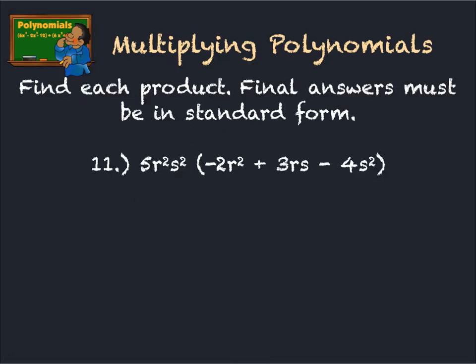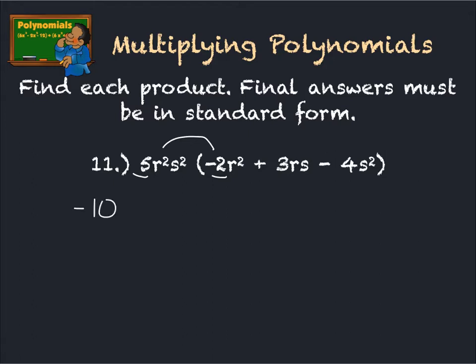Here's one that's a bit more difficult. Here we have 5r squared s squared times negative 2r. Remember, you can only multiply those variables that have the same base. First, for the coefficients, you're just going to multiply the two coefficients. 5 times negative 2. That's negative 10.